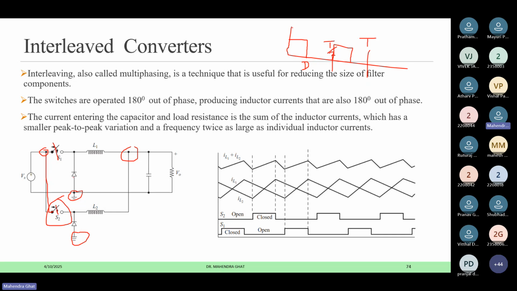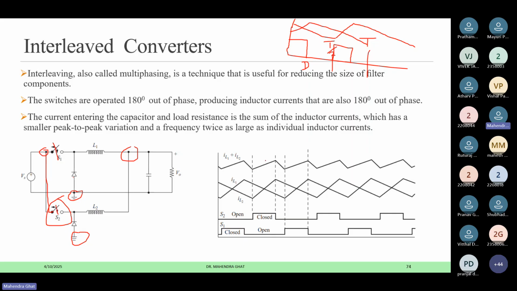What advantages will you get from this? If you see the inductor current is like this, it is rising here and falling for this period. Now for the second, the inductor current will start rising here and then falling here. And it was previously off, so it was falling in this region. So the rising and falling slopes have adjusted to each other.